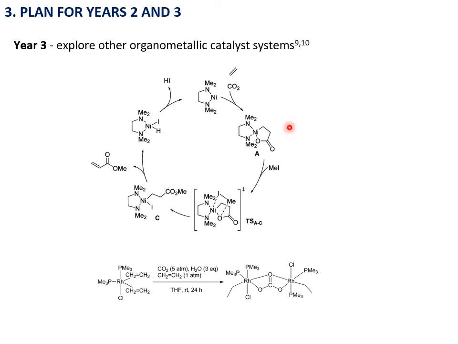You start with this nickel lactone and use methyl iodide to break the nickel-oxygen bond to give this iodide complex. This would undergo beta hydride elimination, forming a carbon-carbon double bond and releasing the ligand as methyl acrylate. This hydridoiodide would undergo reductive elimination to give this reactive zero-valent nickel complex. This would be quickly quenched by the ethylene and CO2 gas to regenerate the metallolactone complex. Similar nickel catalysis could be looked into in my third year.